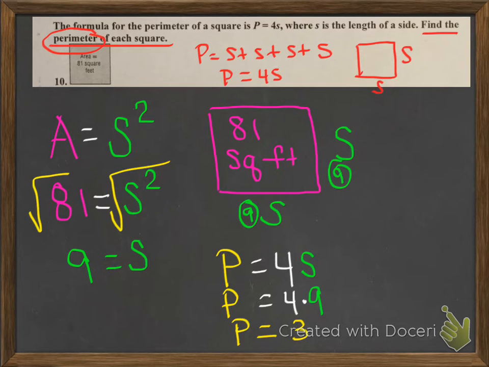So make sure that when you finish, you see that your answer should be 36, there we go, 36 feet. Not square feet, because that would be talking about area. We're talking about perimeter or side length. So perimeter equals 36 feet.